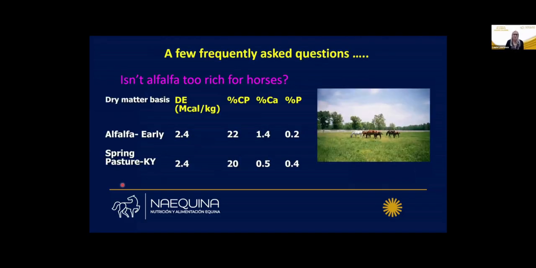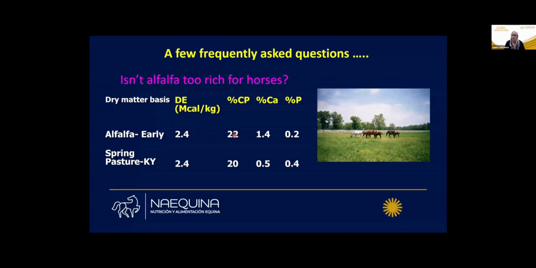A few frequently asked questions. These are things that people invariably will ask me at some point in time. Isn't alfalfa too rich for horses? And I would like to show you this comparison. This is a picture of pasture in central Kentucky in late spring, in June. And if you were to sample this pasture and put the results on a dry matter basis, the spring pasture would have about 2.4 megacals of digestible energy per kilogram. It would be about 20% crude protein. It would be about 0.5% calcium and 0.4% phosphorus. If you were to compare that to early maturity alfalfa, it's very similar in terms of digestible energy.